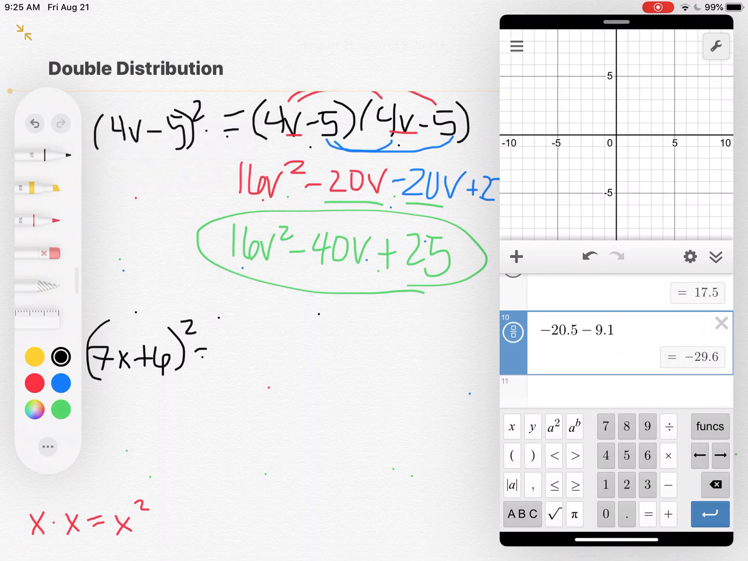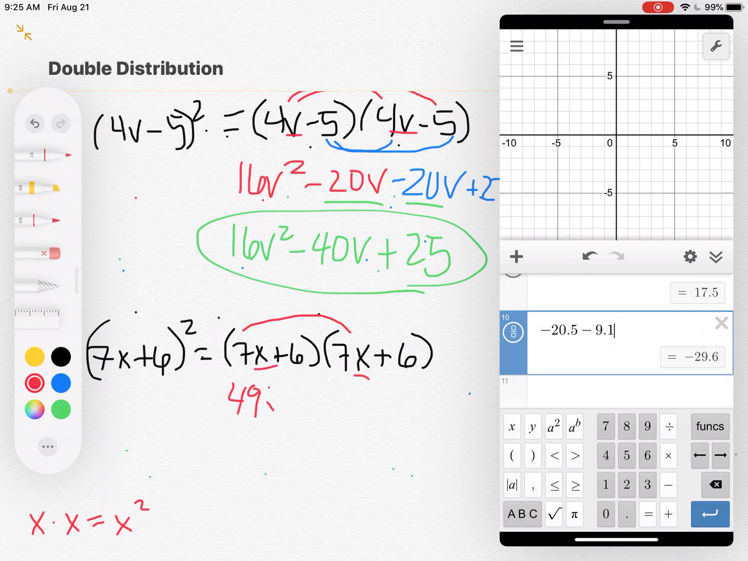All right, let's do one last one for this video. Okay, first step, double distribute starting with a 7x. 7 times 7 is 49, x times x is x squared. 7 times 6 is 42 with an x. 6 times 7, also 42 with an x. 6 times 6 is 36. You might have noticed here that you end up with 2 of the same middle terms, and that's just because we have 2 of the same set of parentheses.